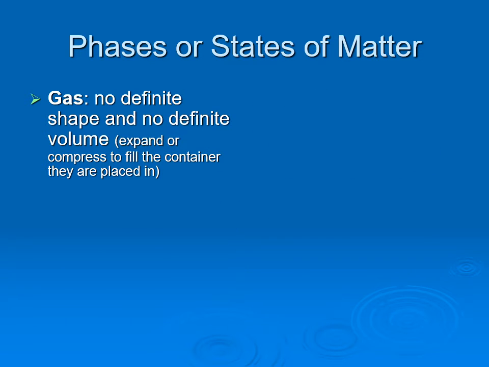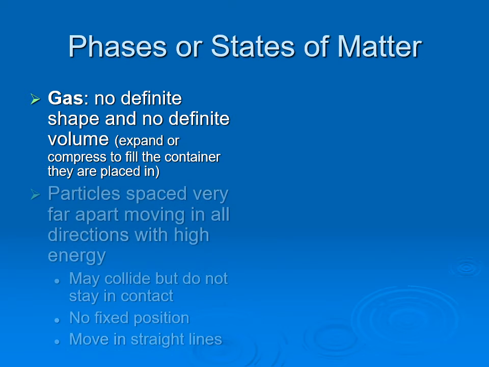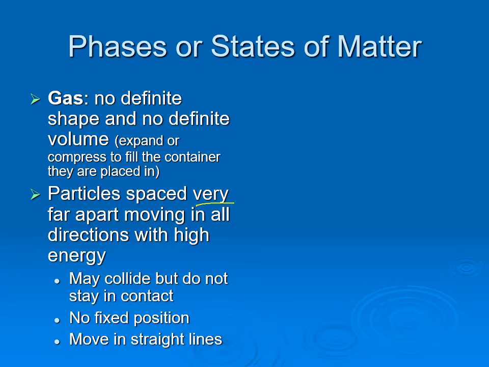And then gases. Gases have no definite shape or no definite volume because gases will expand to fill the container, so the volume changes, and no definite shape, they always take the shape of the container they're in. The particles are spaced very far apart, moving in all directions, and they have high energy. Some of these particles may collide, but they do not stay in contact. So that'd be like pool balls bouncing off of each other on a pool table and sending that one off in that direction. They do not have fixed positions, and these particles move in straight lines. There's no reason for them not to move in straight lines.